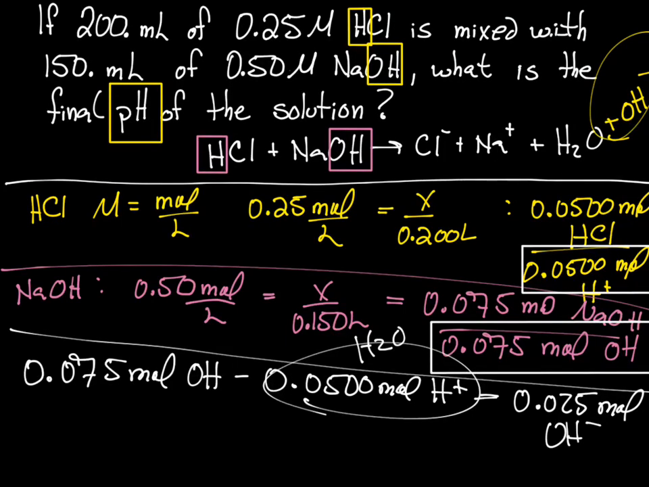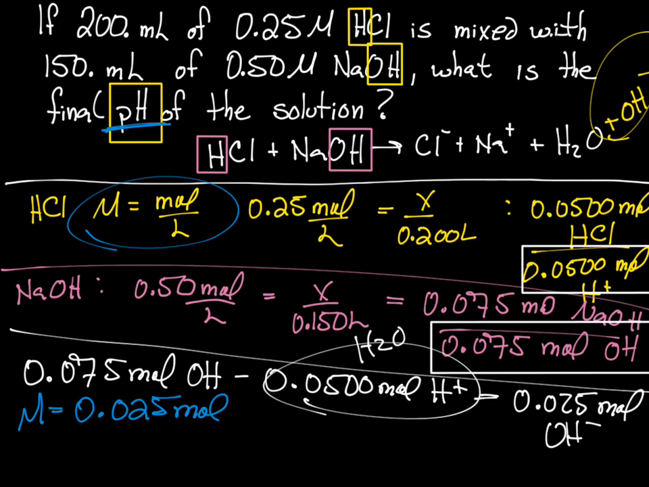All right, we now know the number of moles of OH. What we're looking for is the pH, which means we need to convert the moles back to concentration. Remember, molarity equals moles over liters. So we know the number of moles of OH. The volume, remember we mixed these two.